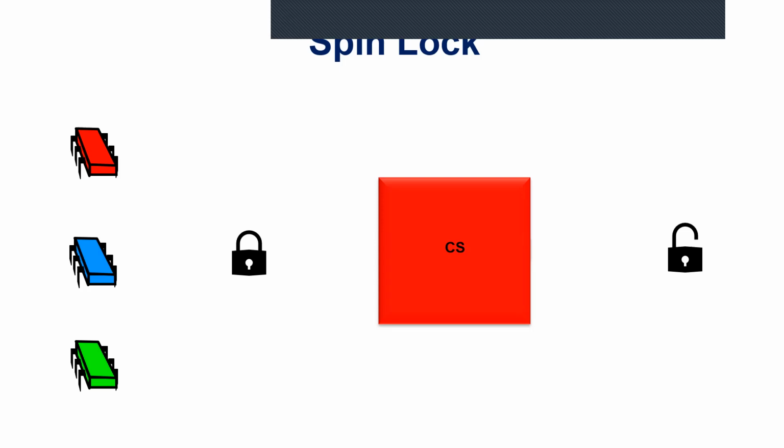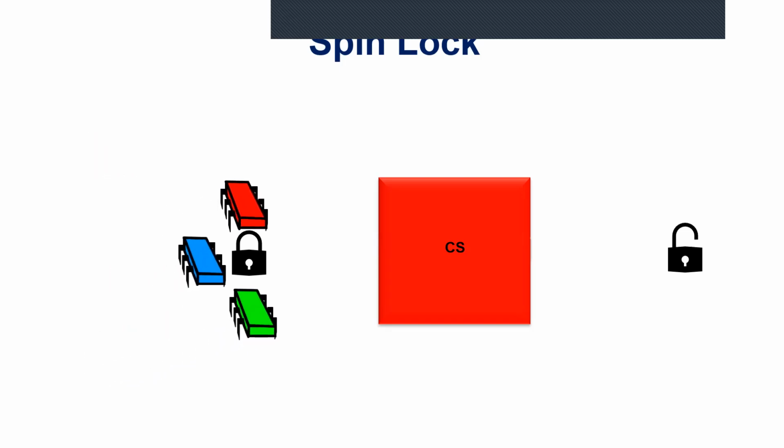Here we have three threads. These three threads want to enter into the critical section. Before entering into the critical section, all these threads will spin on this particular lock variable. If any thread wants to enter into the critical section, it must acquire the lock. If it is successful in acquiring the lock, it will enter into the critical section. Otherwise, the threads will keep on spinning on that particular lock variable.